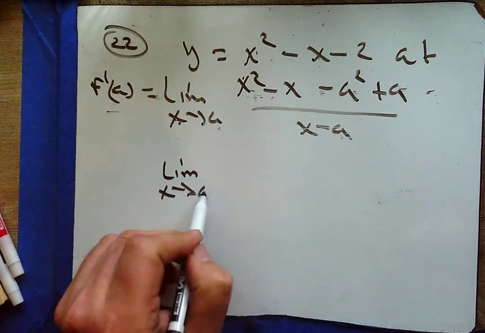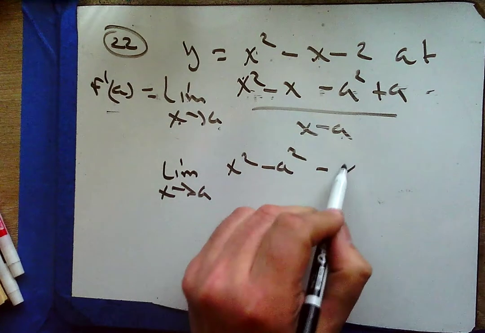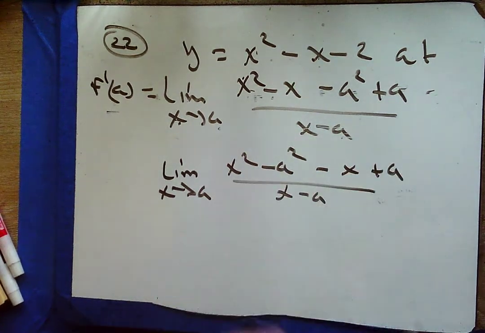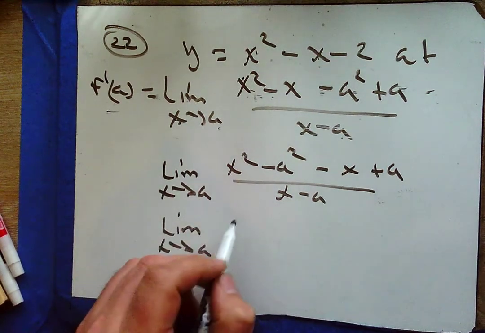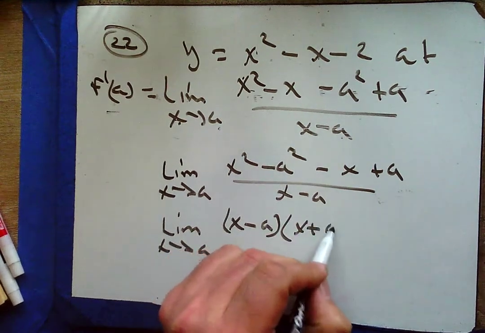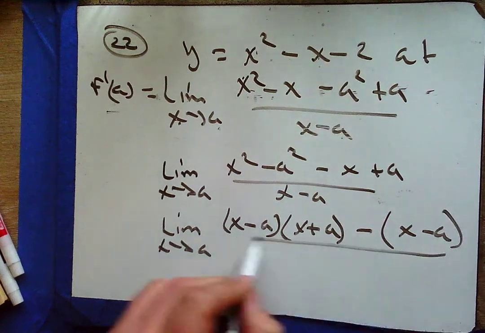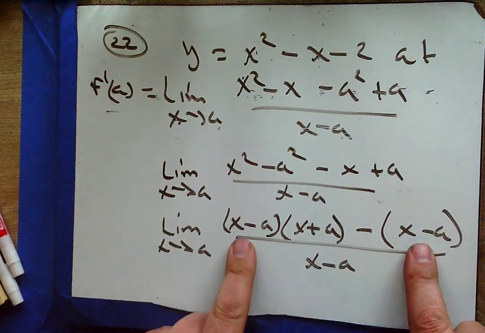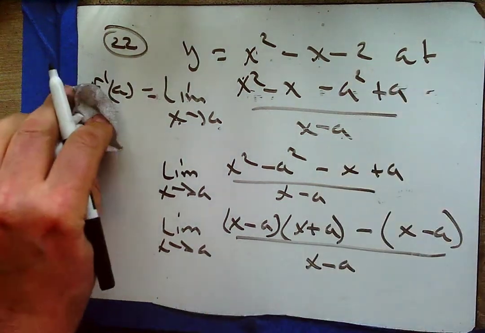The limit as x approaches a of x squared minus a squared minus x plus a over x minus a. And so now I think, hey, how about the limit as x approaches a of x minus a, x plus a, minus x minus a, over x minus a. Now notice we can GCF factor out an x minus a from the top.